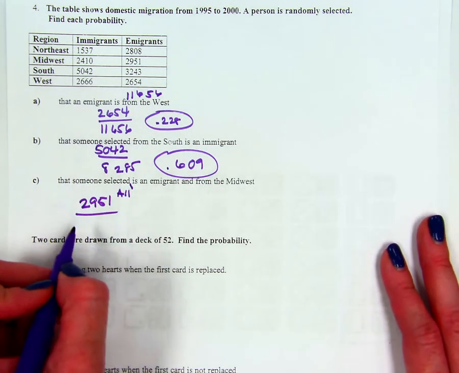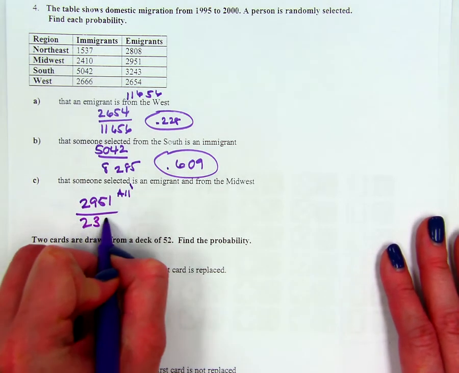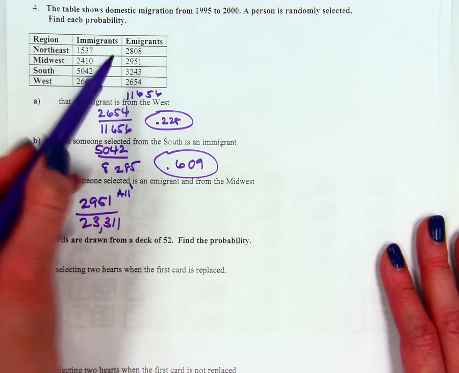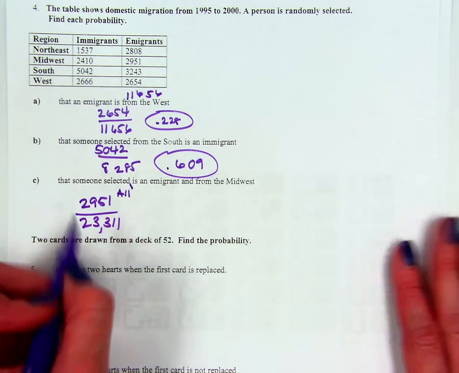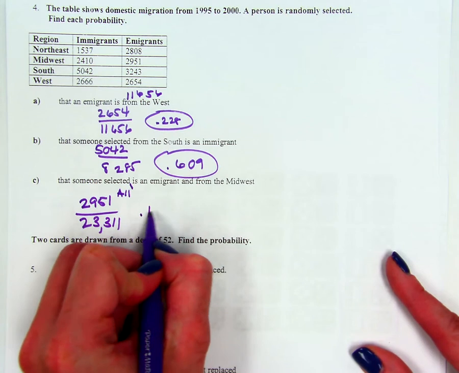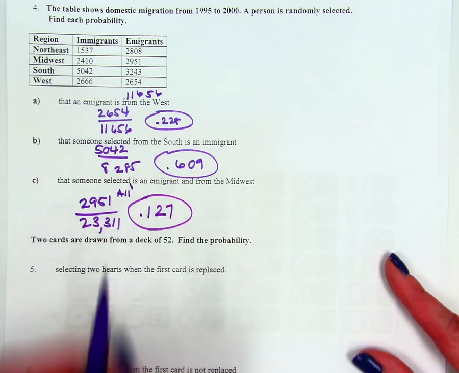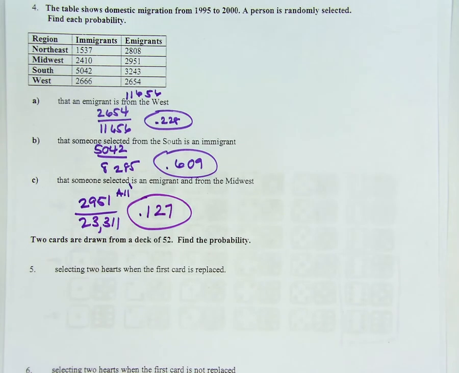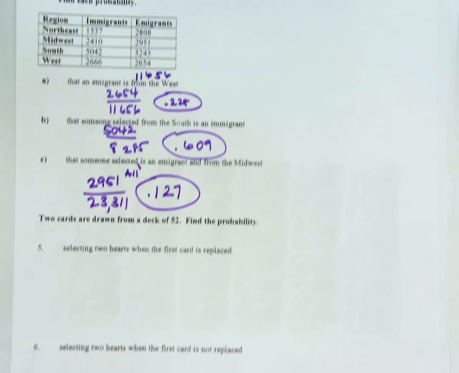So that's going to be over 23,311. So go ahead and add up those numbers if that's going to help you if you're a little confused. After we plug that into our calculator, we're going to end up with 0.127 for our answer there. So if you want to go back and go over those again, that was pretty quick, but we'll talk a lot more about that in class as well if you have questions. So now we're going to move on to our cards here.